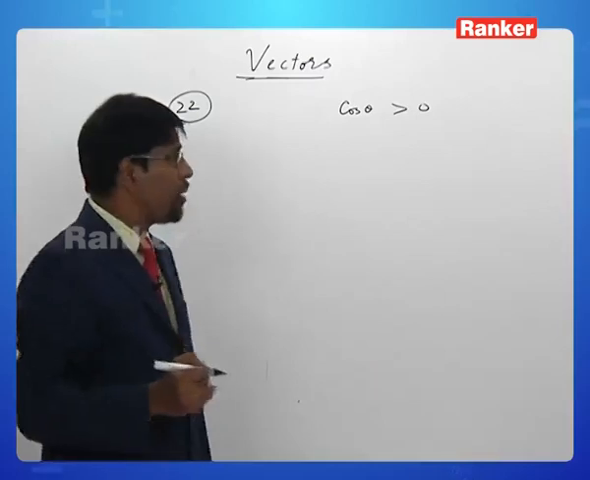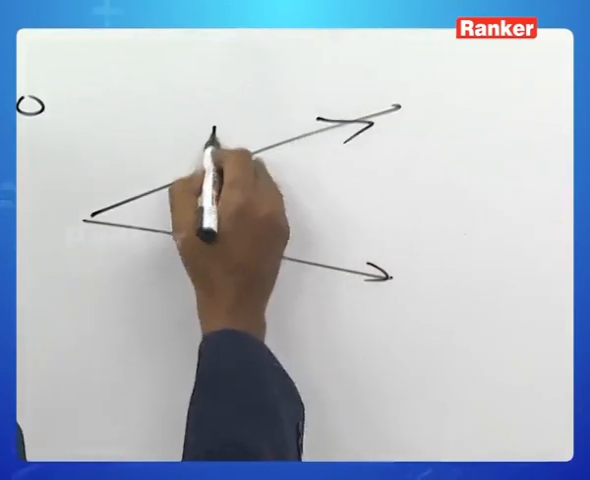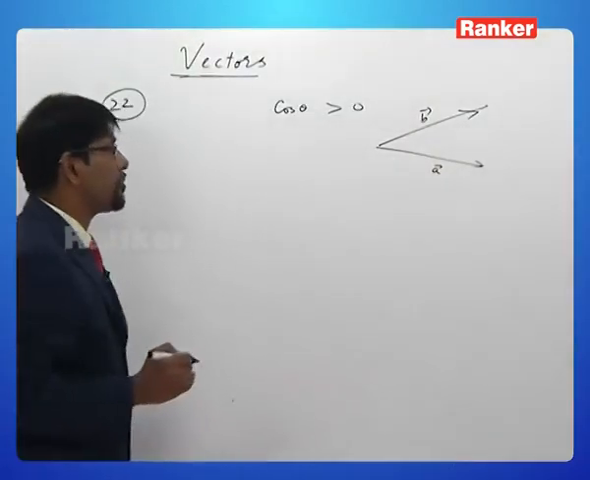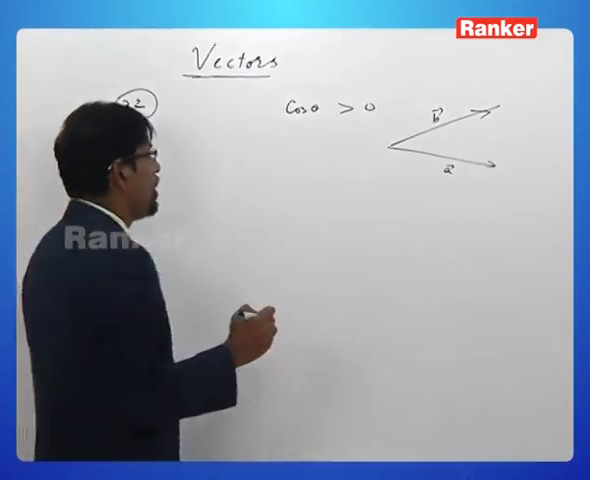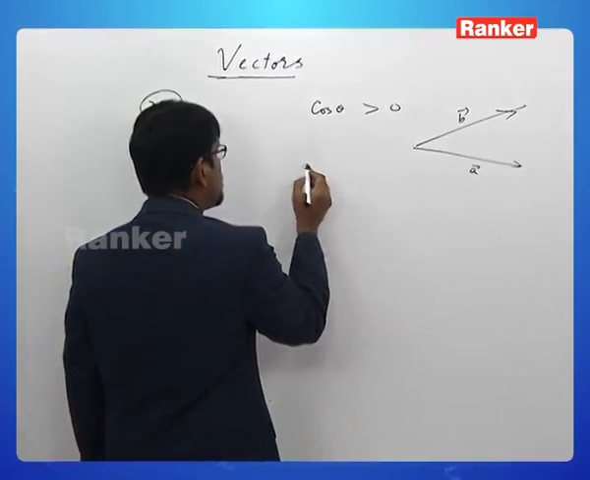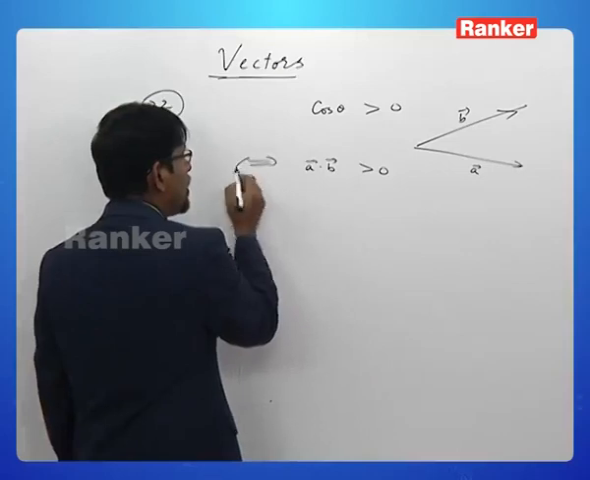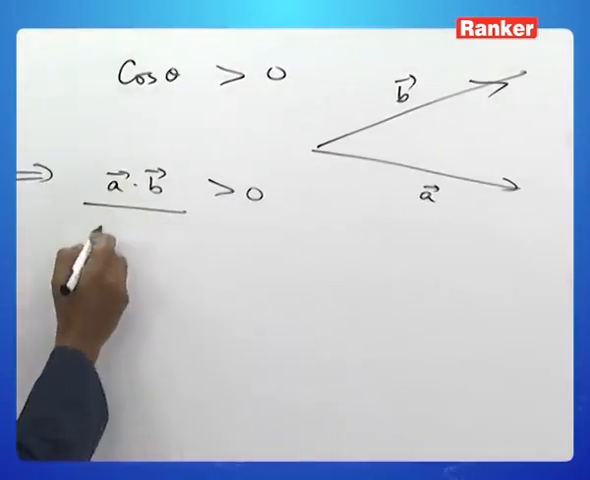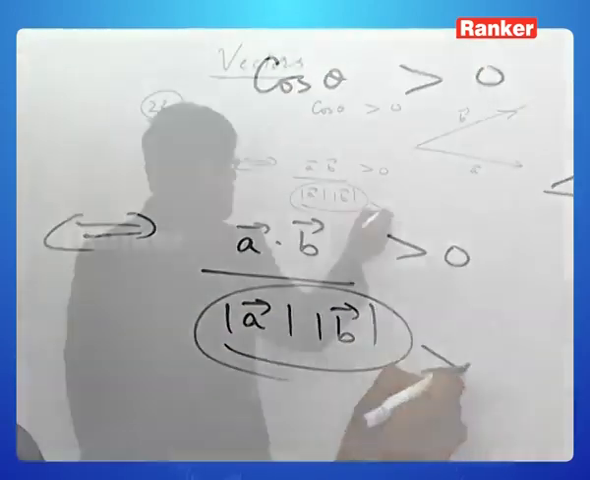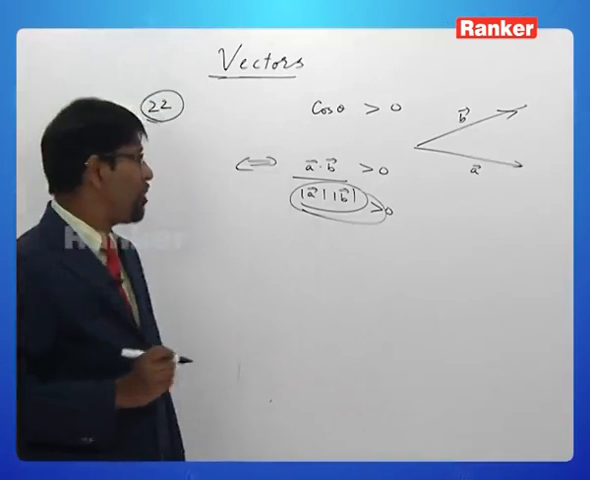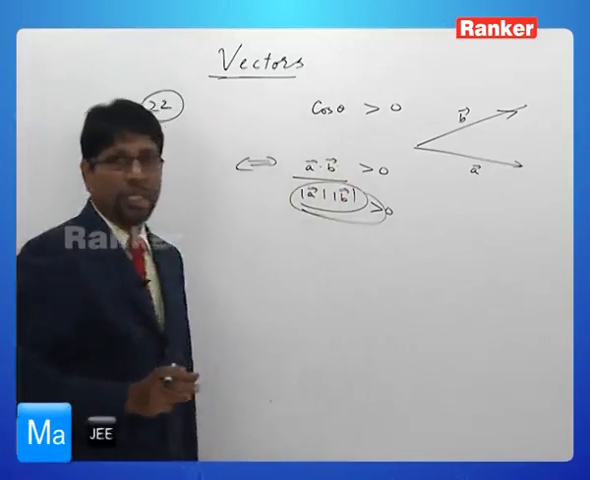If theta is the angle between a bar and b bar, the angle is acute if and only if cos theta is positive. So what is cos theta? The dot product divided by the magnitudes. Anyway, the magnitudes are positive, so a dot b has to be positive. Cos theta is nothing but a dot b divided by magnitude of a into magnitude of b. Now the denominator is always positive, whatever may be a bar and b bar. So the sign of cos theta will actually depend on a dot b.